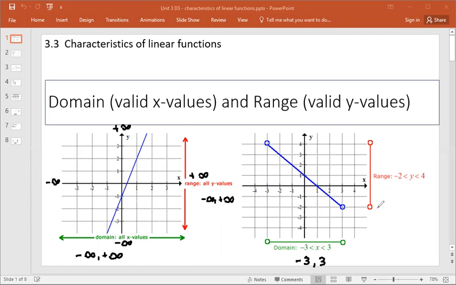On our second graph though, if we look at our y's, they go from -2 all the way to +4. So we could write it with y in the middle, or we could just say -2, 4, meaning that is the actual range.